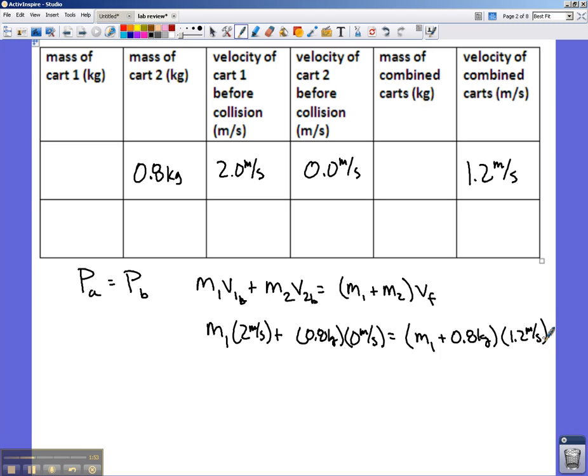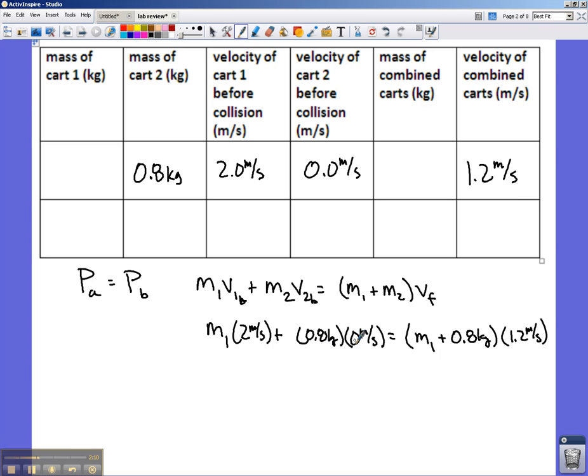Now if you look at this problem, at first you're like, well, how can I solve it? I have two unknowns, but you don't. It's the same unknown on both sides. So you can absolutely solve this problem because you have the equality of knowing that the momentum before equals the momentum after. So let's just crunch this out and see what happens.